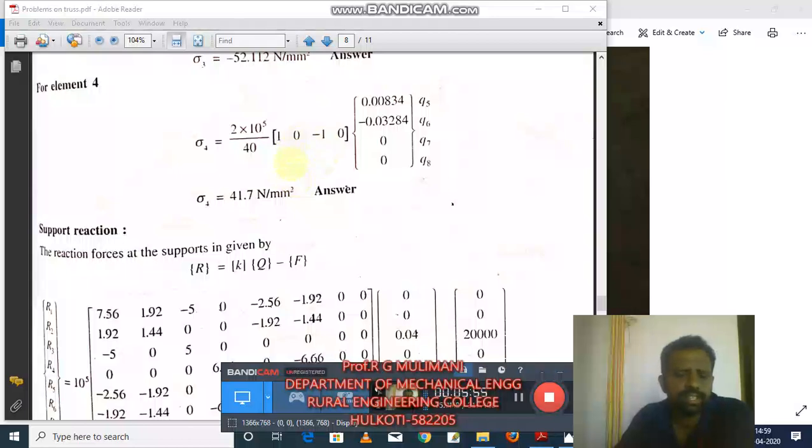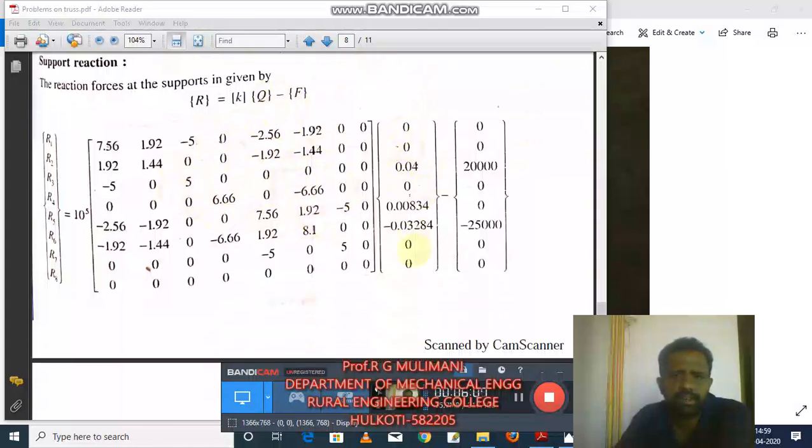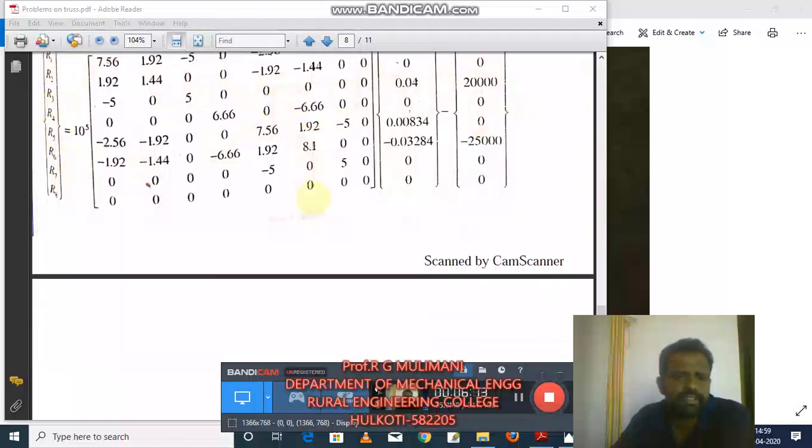Next, after finding the stresses in the elements, the last task is to find the support reactions, K Q minus F. K is the global stiffness matrix. We already have this 8 by 8 size stiffness matrix. Q is the nodal displacement vector, and this is the force vector. You simplify it and find all the reactions.